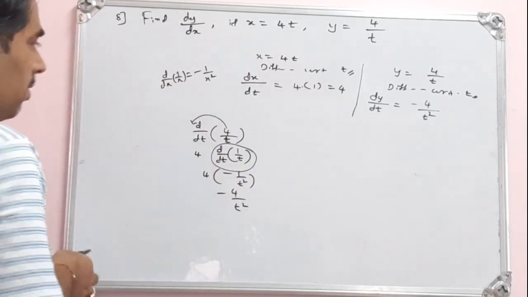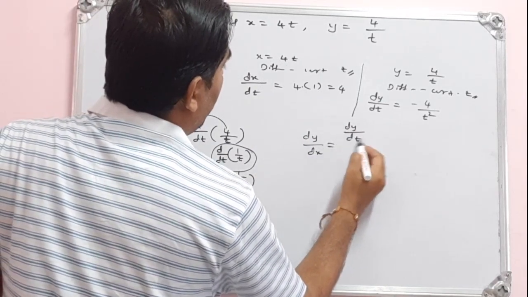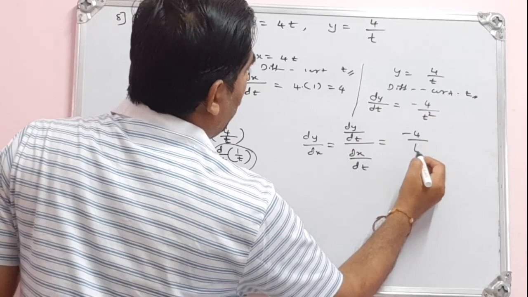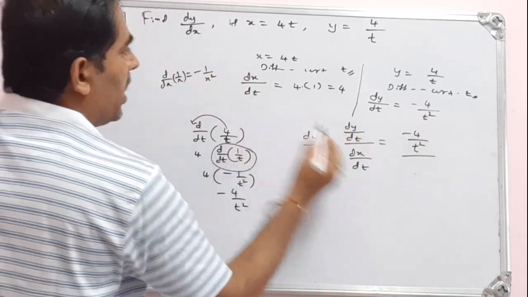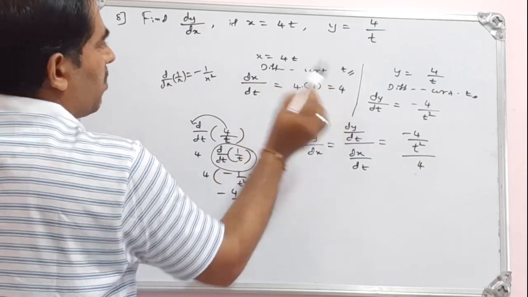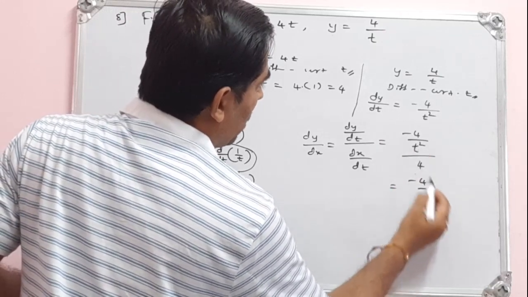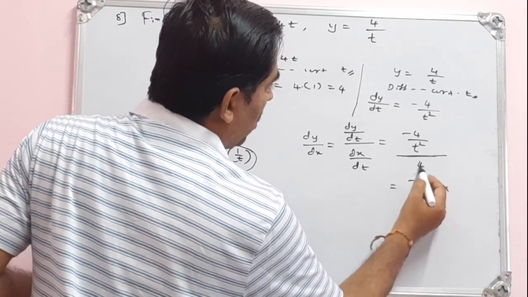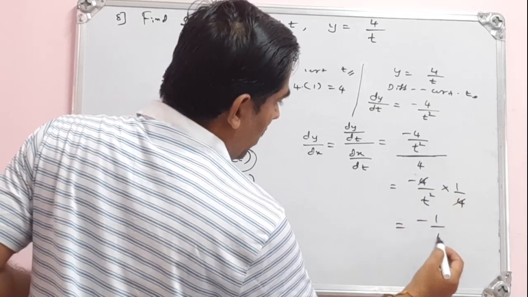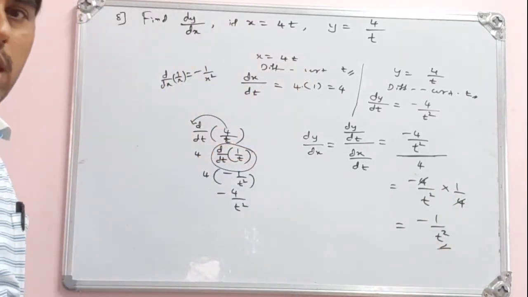Then we can obtain dy by dx. That is dy by dt divided by dx by dt. dy by dt is minus 4 by t square, and dx by dt is 4, since the derivative of 4t with respect to t is 4. So we can simplify it. Minus 4 divided by t square, I will write it as it is, divided by 4, which becomes the reciprocal 1 by 4. Then the 4 cancels, and we get minus 1 divided by t square. In this way we can obtain the derivatives.